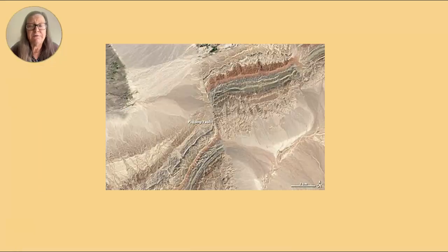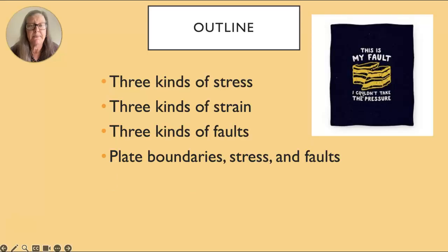This is just an aerial photo of some mountains that have been offset along a strike slip fault by shear stress. So imagine you're a bird flying over this region pretty high up, and there's a fault that goes right through here, and this fault and these offsets have been created by shear stress.